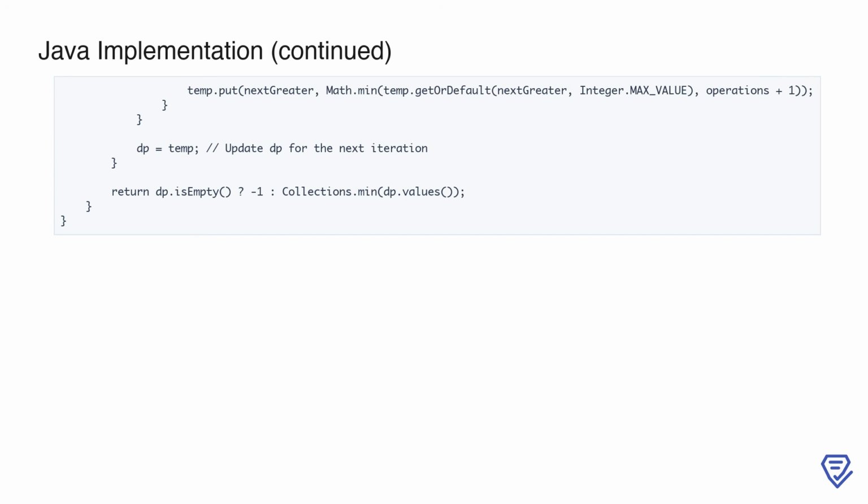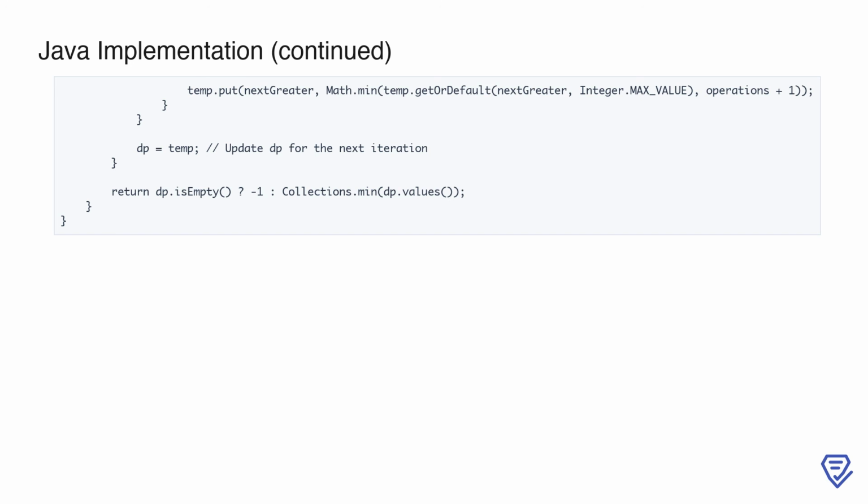Within this loop, for each entry in the current DP map, we evaluate two options. First, we check if the current element ARR1[i] can be kept as is while maintaining the increasing order. If so, we update temp with the current value of ARR1[i] and the corresponding operation count. Next, we consider replacing ARR1[i] with the smallest value in ARR2 that is strictly greater than the previous value.